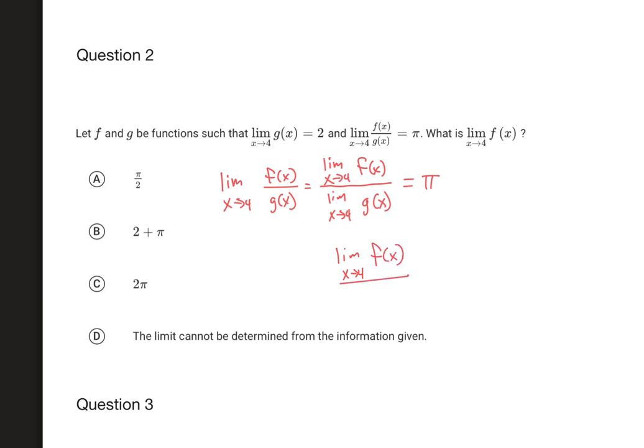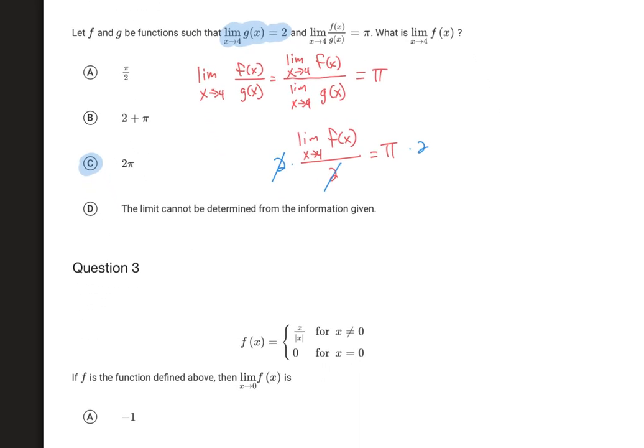Okay, and then that bottom is really just 2. Okay, and that's because of this. That equals pi. And then just bring the 2 over or multiply the 2 over, however you think about it. And now we can see limit as x approaches 4 of f of x is 2 pi. Okay, next one.